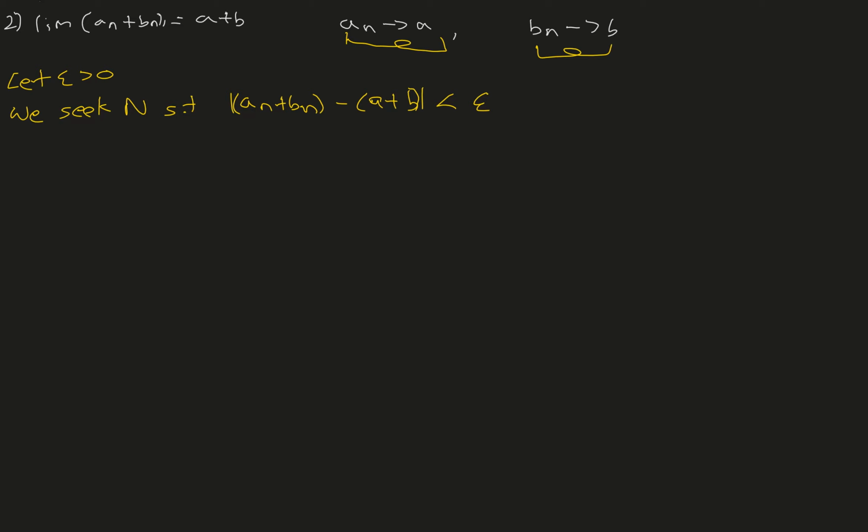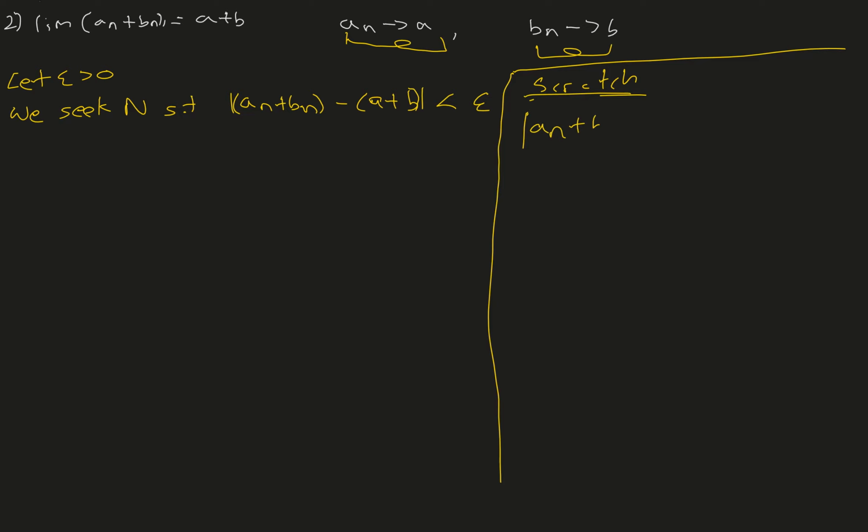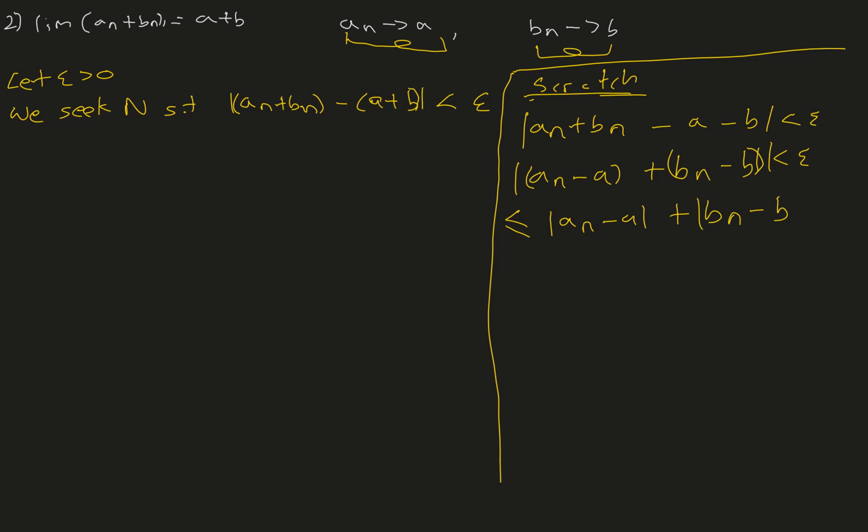So let's do the scratch work first. Remember, as previously, we always need to do the scratch work. So, |an + bn − a − b| < epsilon. I'm going to rearrange this to |(an − a) + (bn − b)| < epsilon. And remember, from the triangle inequality, this is less than or equal to |an − a| + |bn − b|.